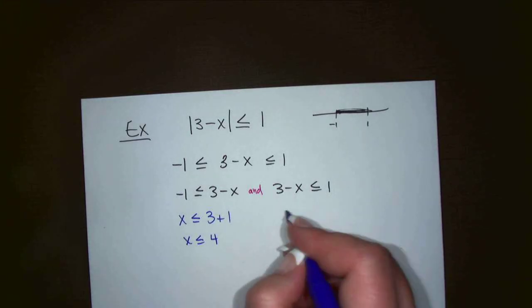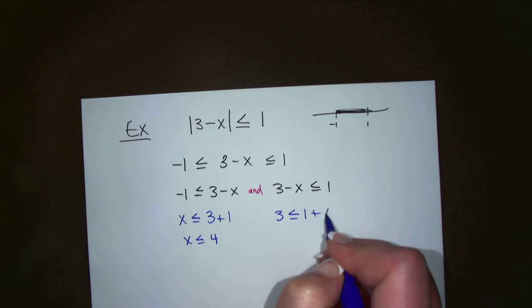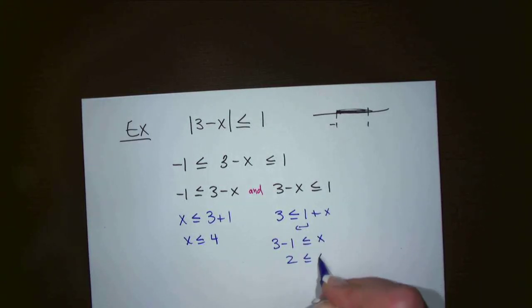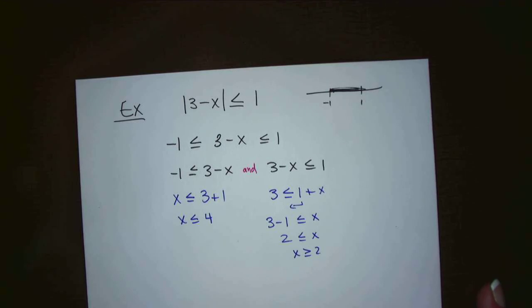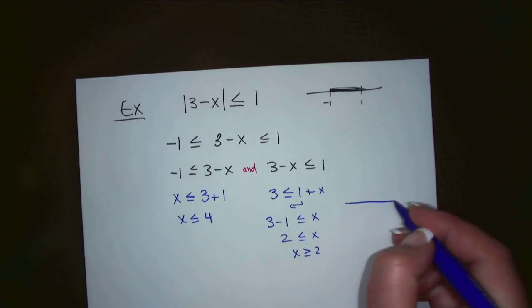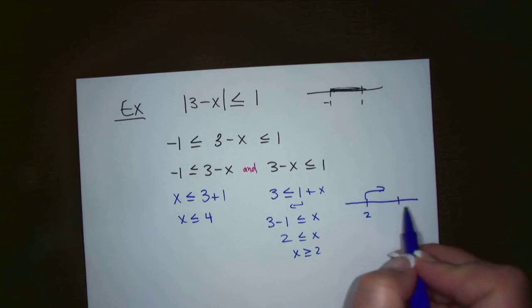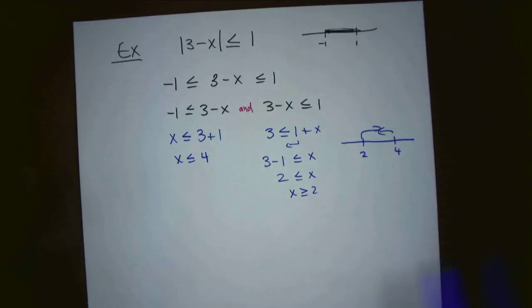This one. Whoops. I get x is greater than 2. So 4 and 2, greater than 2 goes that way, less than 4 goes that way, so is it still in between? Yeah. So it's still in between, so what do we say our answer is?